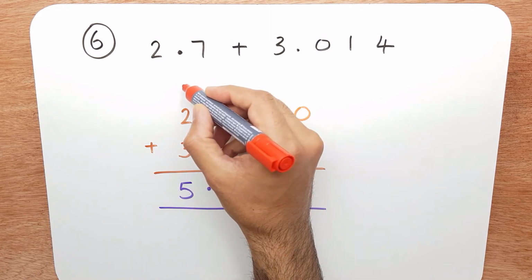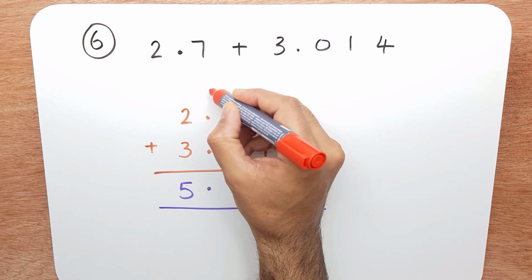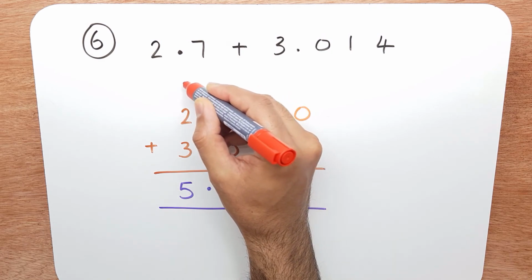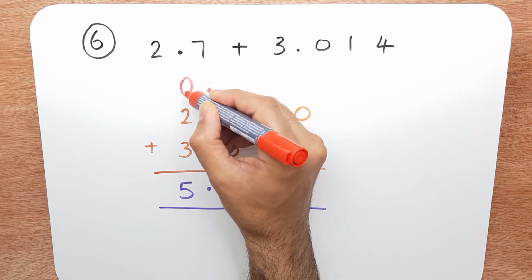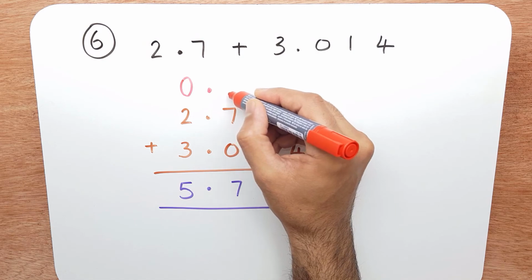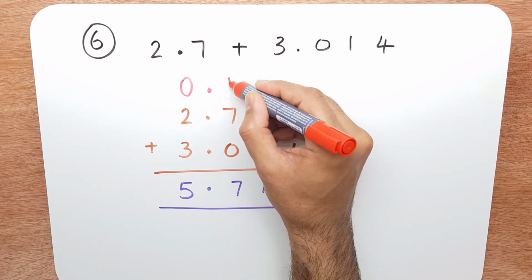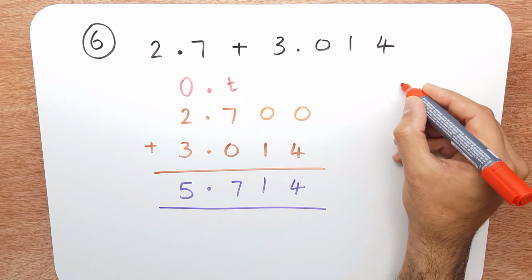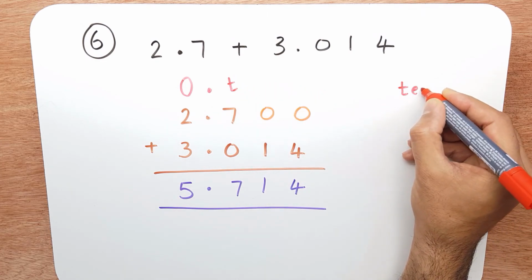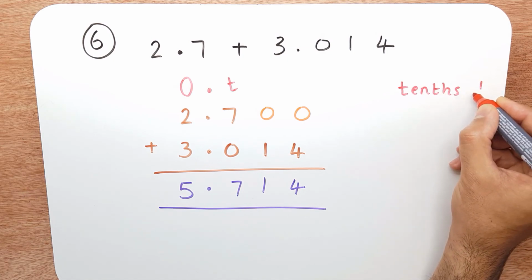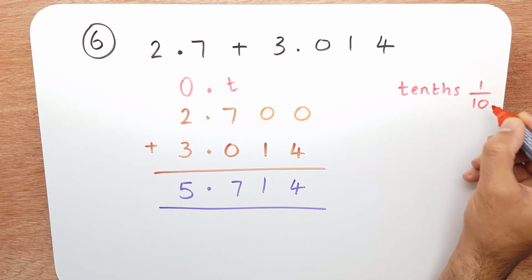So I just want to quickly go through this. The first column here, on the left of the decimal point, is the ones column, or the units column. This column here, the first column to the right, is the tenths column. So I'm going to write a small lowercase t. So that is for tenths. And you will sometimes come across it as 1/10.